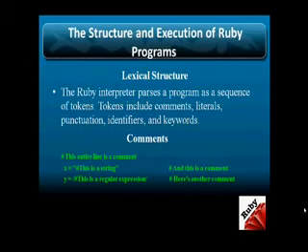The lexical structure. The Ruby interpreter parses a program as a sequence of tokens. Tokens include comments, literals, punctuation, identifiers, and keywords. This section introduces these types of tokens and includes important information about the characters that comprise the tokens and the white space that separates the tokens.